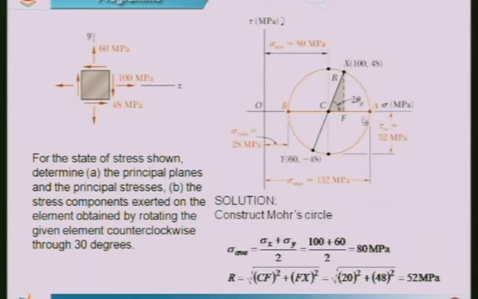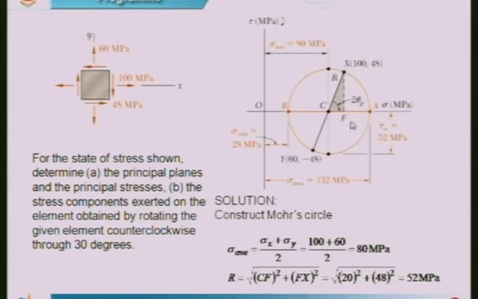Now, once we get this, to get the maximum principal stress, the point A corresponds to the maximum principal stress, measured from the origin O. OA corresponds to the maximum principal stress, which is given by 132 megapascal, and OB corresponds to the minimum principal stress, which is given as 28. Both are positive, that is tensile in nature.